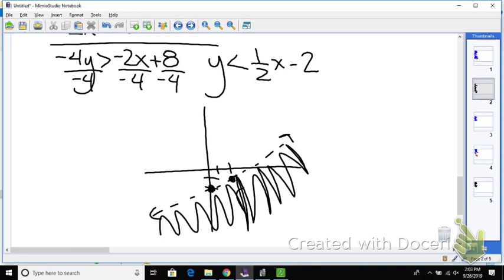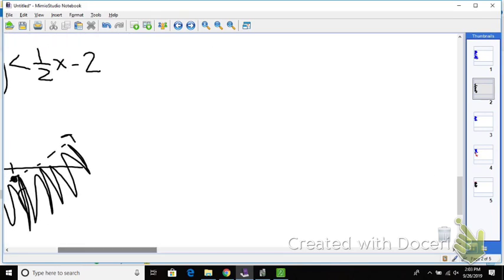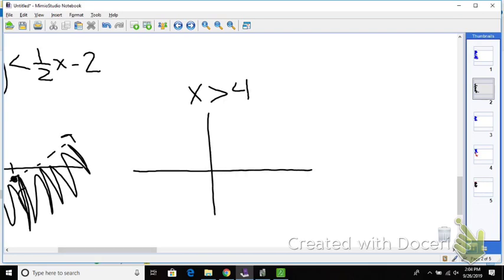Easy enough? Okay, what does the graph look like if I said x is equal to 4? Show me with your arm. I've got this and this. X equals any number is a vertical line straight up and down. So if I said x is greater than 4, it's going to be straight up and down, but is it going to be solid or dotted? Dotted.